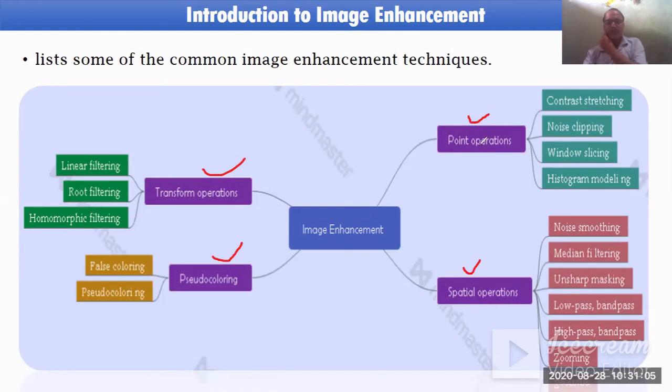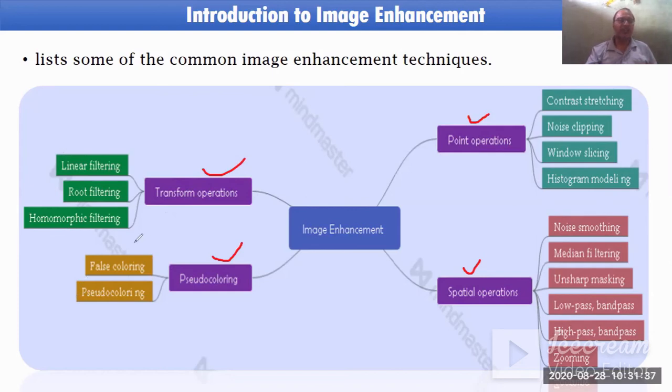त्यातला आपण काही पॉइंट ऑपरेशन्स बघितले. So contrast stretching, noise clipping, window slicing, histogram modeling, some of them we will see later. Then noise smoothing, median filter, unsharpening filter, low pass filter, high pass filter, zooming. So these are the different spatial operations. Then in transform operation, linear filtering, root filtering, homomorphic filtering. Some of the filtering we have to also discuss in transform. म्हणजे पुढच्या चॅप्टर मध्ये आपण हे बघणार आहे. And then in pseudo coloring, false coloring and pseudo coloring.